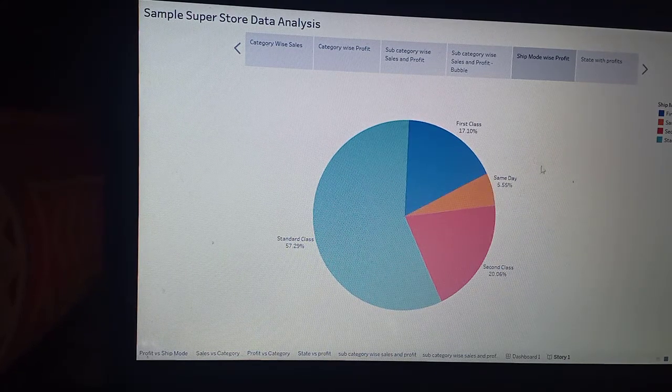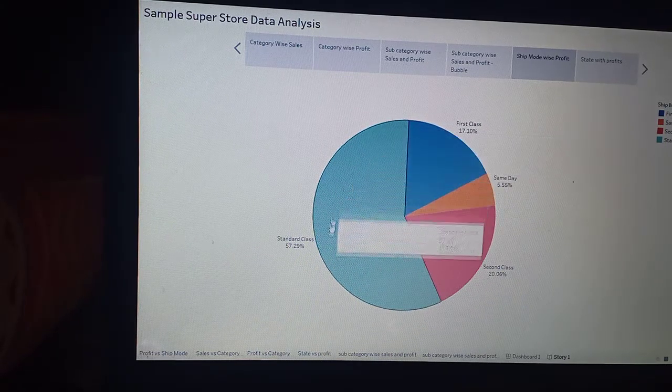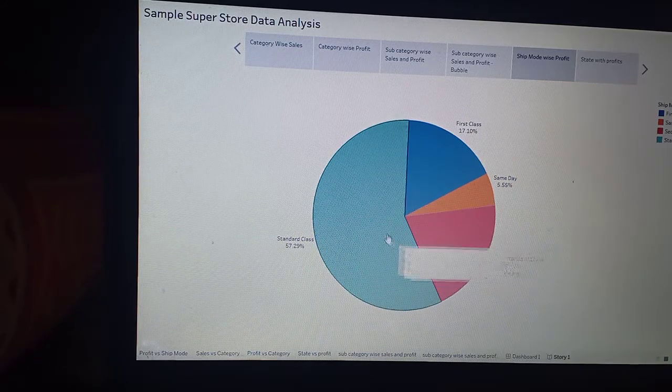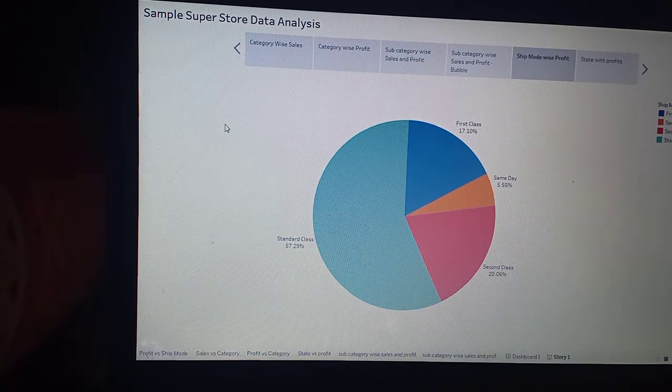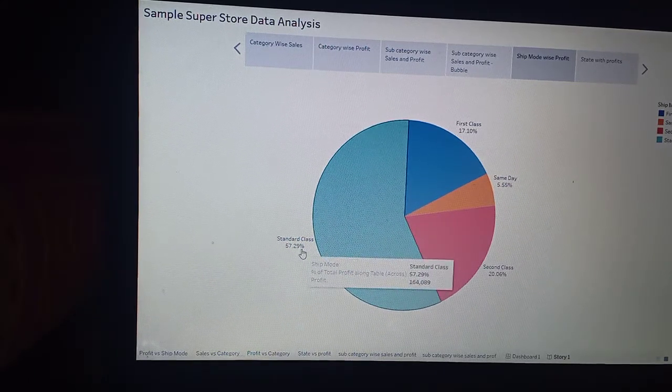Not many people have ordered same day delivery, like 5.55%. So people like to order things, but they are not bothered about when or how it reaches to you. They're more bothered about the quality of it. Very few people are going towards the first class ship mode, or the second class, and same day is very less. They just want the product, that's it. So from ship mode, we can only deduce one thing: they just want the product. They need the quality of the product, not how it is delivered.